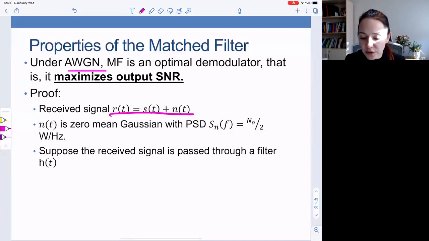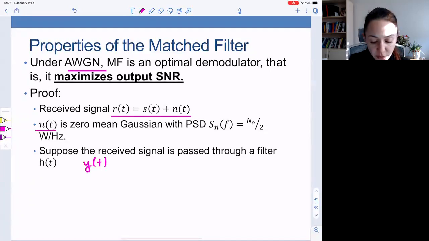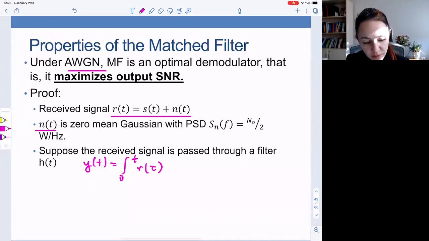Now let's see why, under AWGN, the matched filter maximizes the output SNR. So consider the received signal in general, which consists of the transmitted signal plus noise, where noise is zero mean Gaussian with constant power spectral density N0/2 watts per hertz. Now this received signal is going to be passed through some filter, any filter. So let's consider this filter output, y of t, the convolution with the filter impulse response, in general filter h.